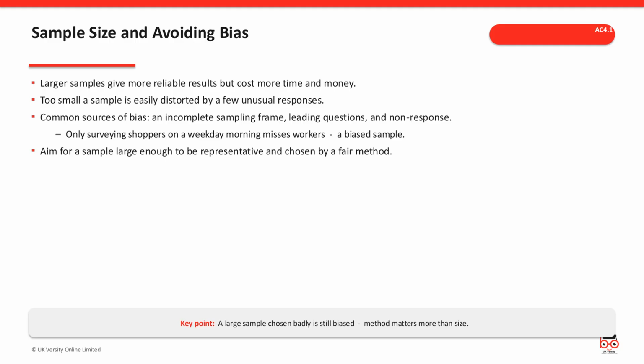Aim for a sample that's large enough to be representative and chosen by a fair method, because a large sample chosen badly is still biased. Method beats size every time.